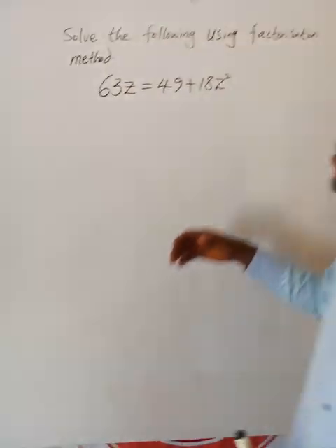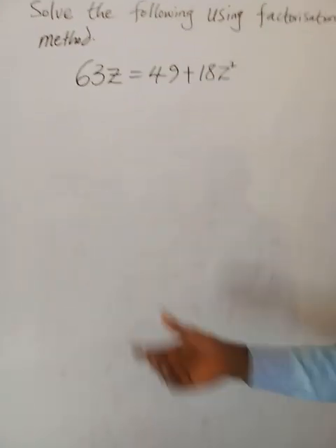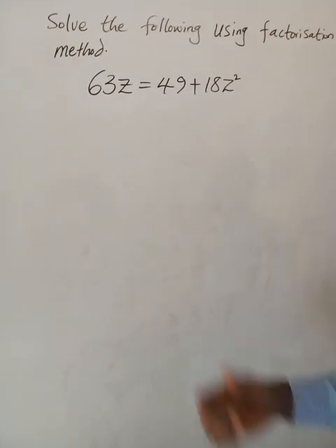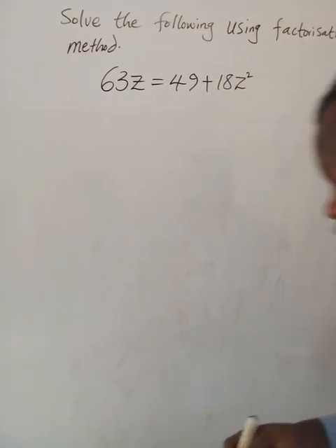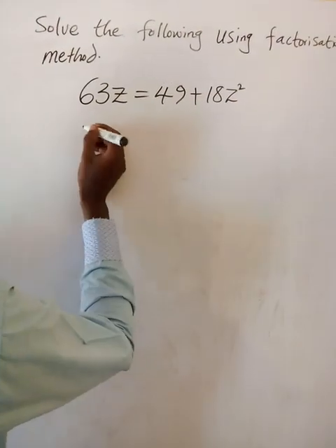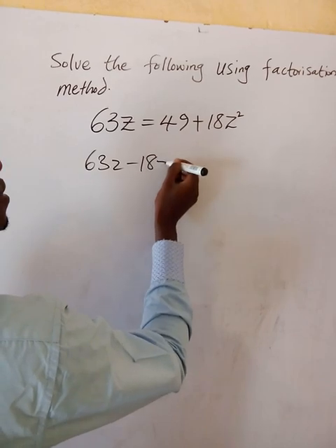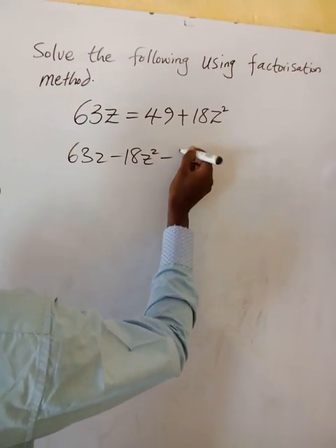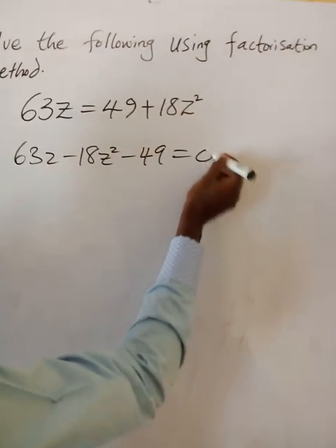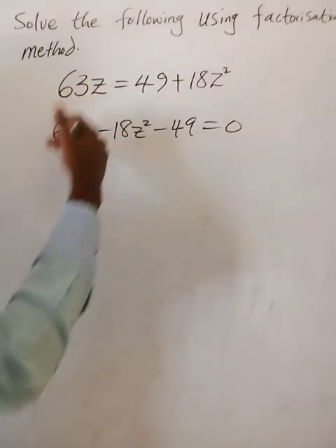In today's class, we are required to solve this problem by factorization. If you look at this very well, this is a quadratic equation. So let's go ahead to say that 63z minus 18z squared minus 49 is equal to 0. We have to move everything over to this side.